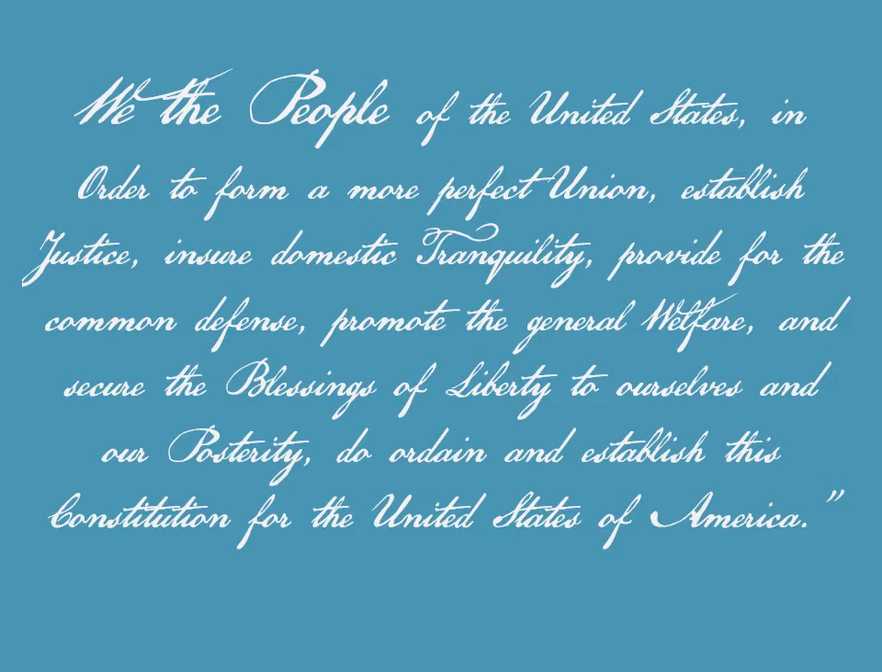We, the people of the United States, in order to form a more perfect union, establish justice, ensure domestic tranquility, provide for the common defense, promote the general welfare, and secure the blessings of liberty to ourselves and our posterity, do ordain and establish this Constitution for the United States of America. And then after that preamble, there are 7 articles.